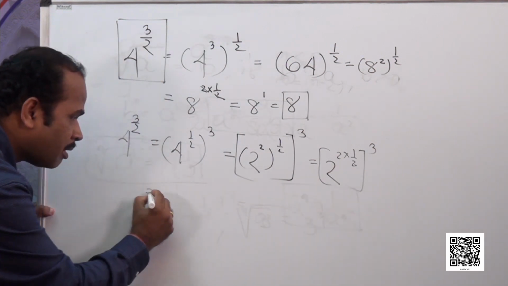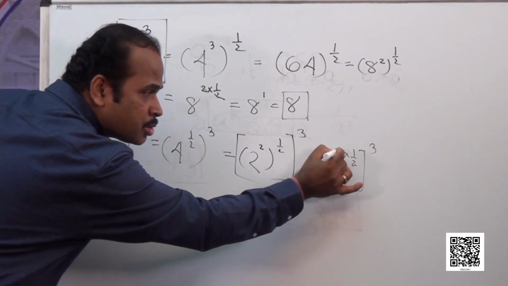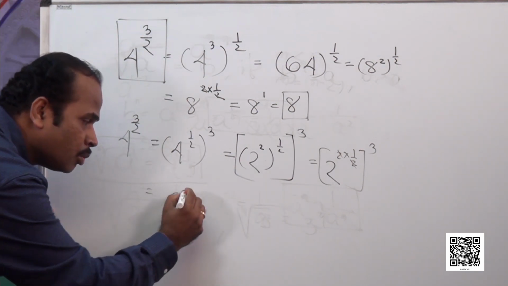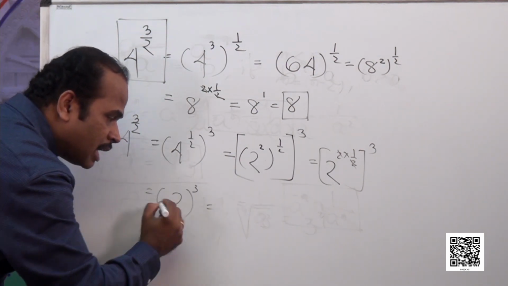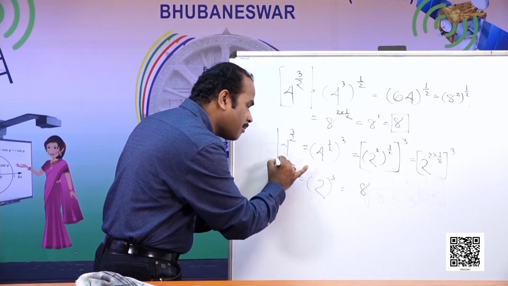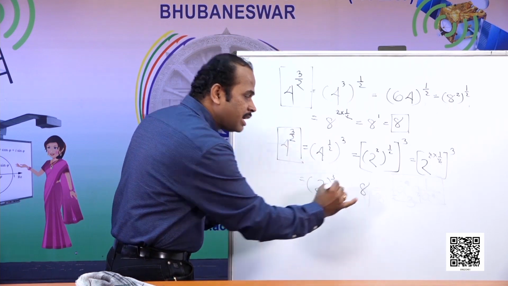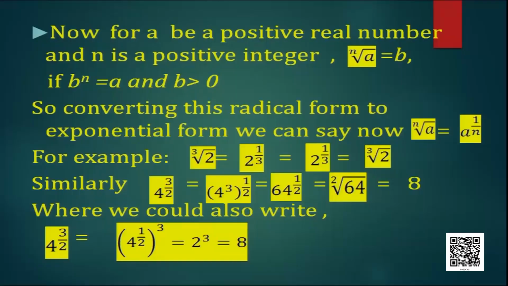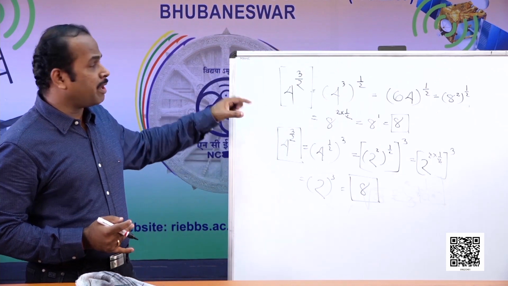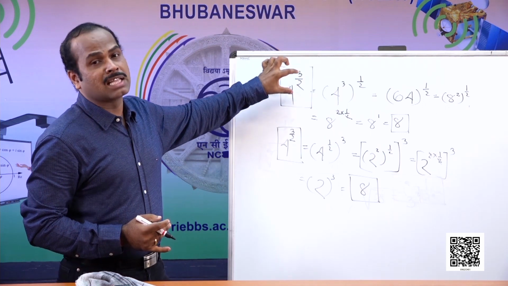Now this expression you will find is 2, because this 2 and 1 by 2 cancel, giving 2 to the power 1. 2 to the power 1 is only 2, whole to the power 3. So finally 2 to the power 3 becomes 8. In such case also we get the same value but by a different method. So this is the application of laws of exponents when you find the exponents are rational numbers.